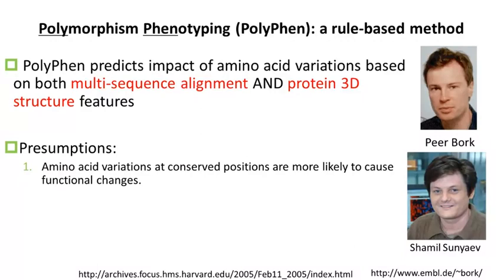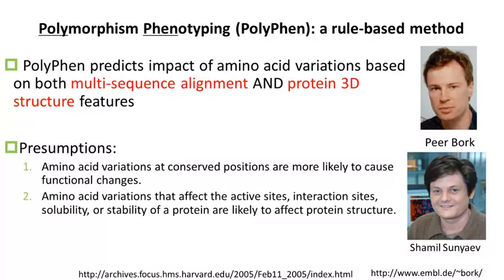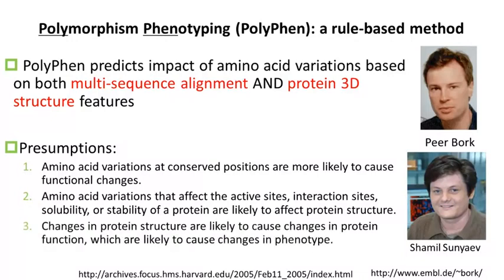The first is the same as in SIFT, that amino acid variations at conserved positions are more likely to cause functional changes. The second presumption is that amino acid variations that affect the active sites, interaction sites, solubility, or stability of a protein are likely to affect protein structure. The third presumption is that changes in protein structure are likely to cause changes in protein function, which are likely to cause changes in phenotype.